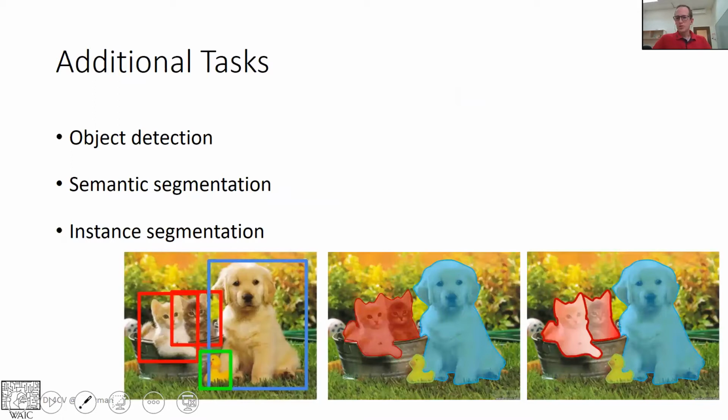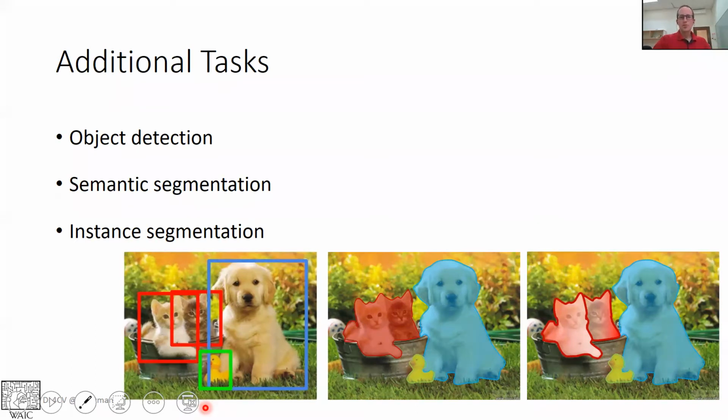The additional tasks we're going to talk about today are object detection, which is the task illustrated here. We might have more than a single dominant object in the image, like cats, dogs, ducks, whatever, and we want to pinpoint each and every one of the objects. We want the network to draw a tight rectangle around each and every one of the objects.